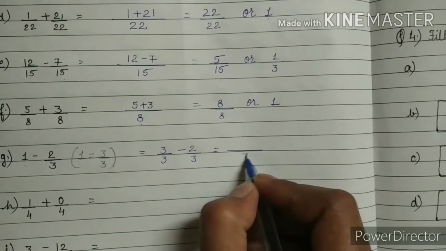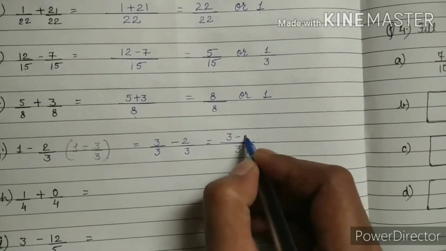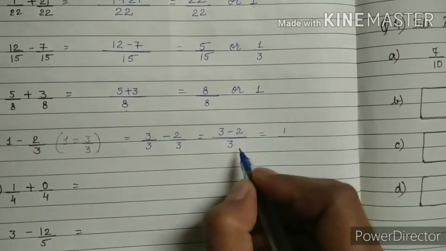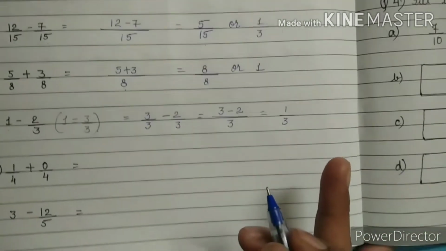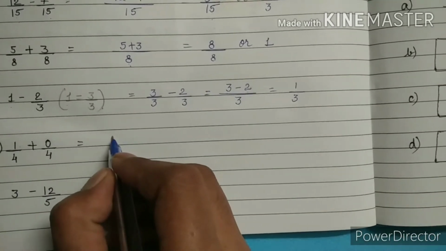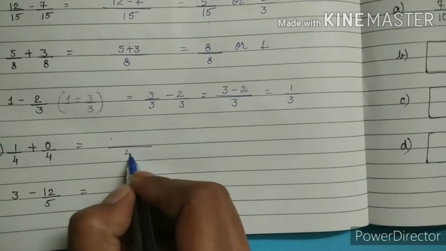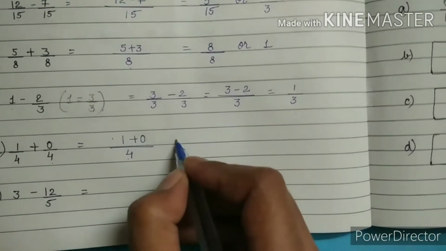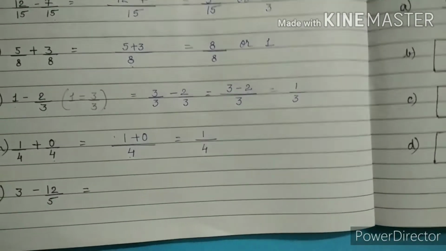Denominator is same, that's why it will come one time. So that 3 minus 2 as it is. 3 minus 2 is 1 and denominator of 3 as it is here. Now here 1 by 4 and 0 by 4. Denominator is same, that's why it is coming here only one time. And 1 plus 0 is here. 1 plus 0 is 1 and 4 as it is.